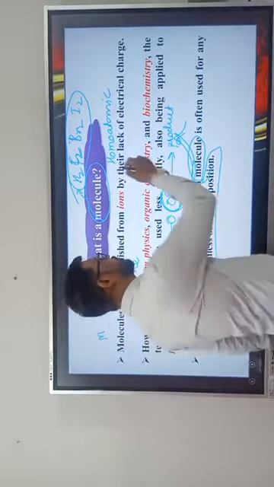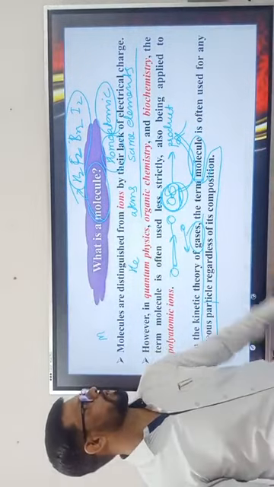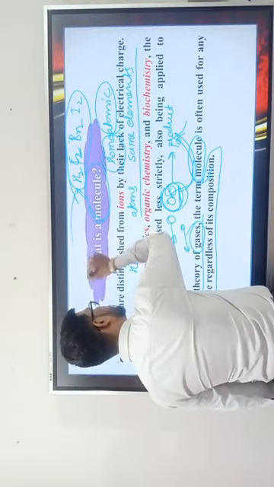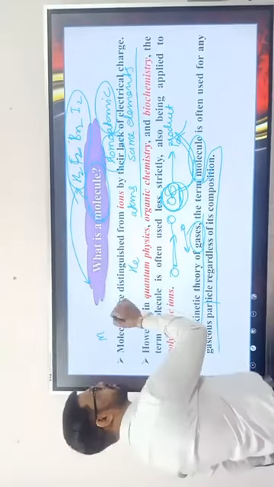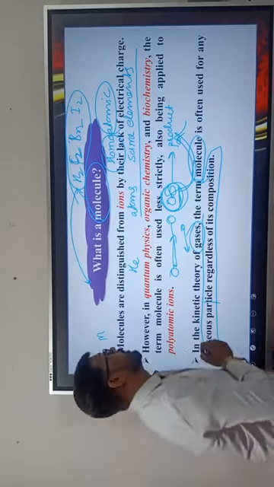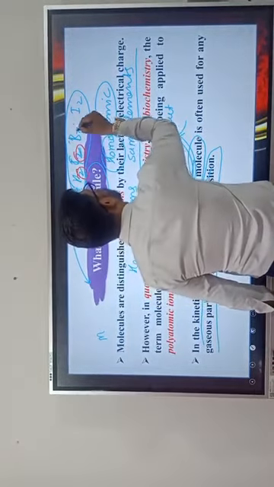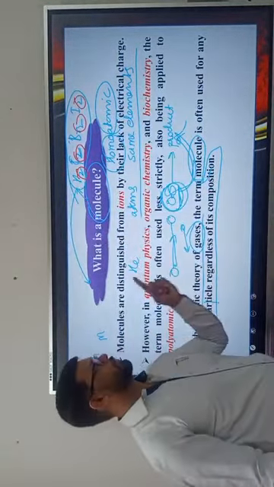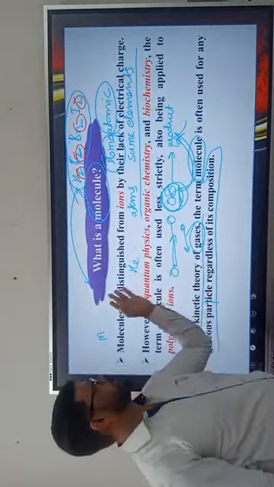Same type of atoms means atoms of the same element. If the molecule contains atoms of the same element, it is called a homoatomic molecule. One more type is there, depending on another criterion. All these molecules contain only two atoms of the respective element, so they are called diatomic molecules.